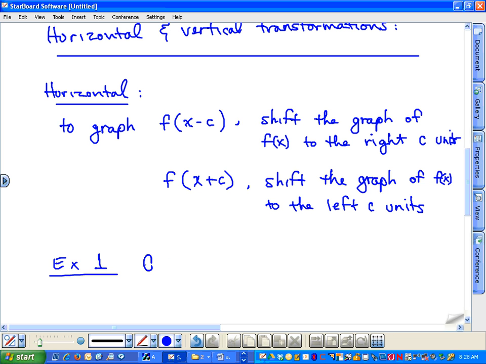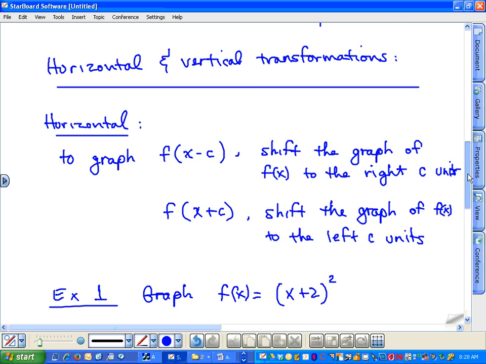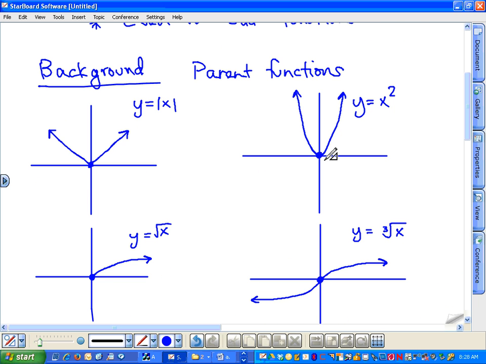If I asked you to graph f of x equals (x plus 2) to the second power. Okay. First of all, what type of graph is this? Which family does it belong to? It belongs to this family of functions called parabolas. These are quadratic functions. The parent function looks like this. Y equals x squared has a vertex at 0, 0.